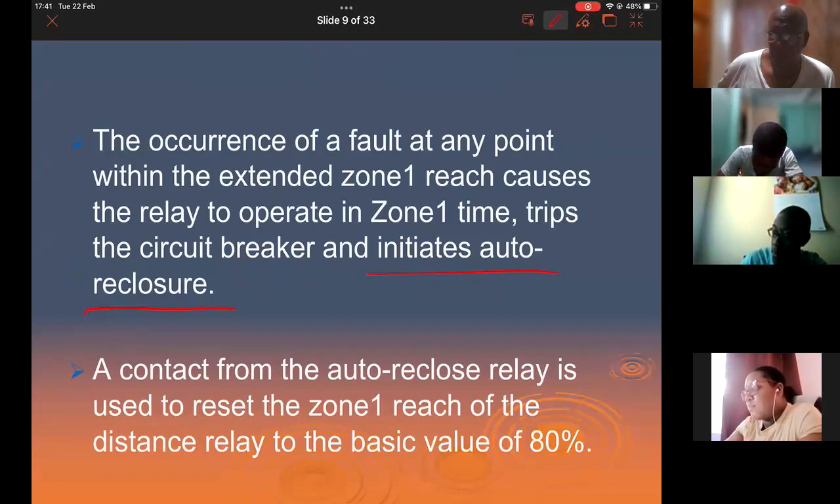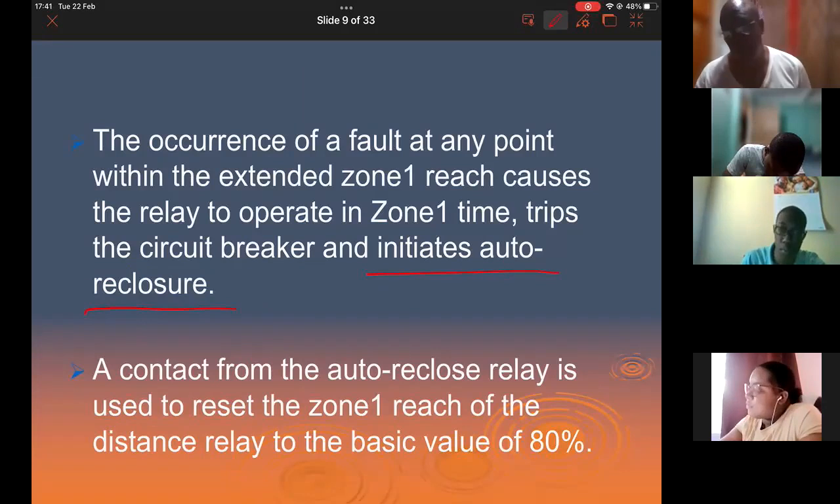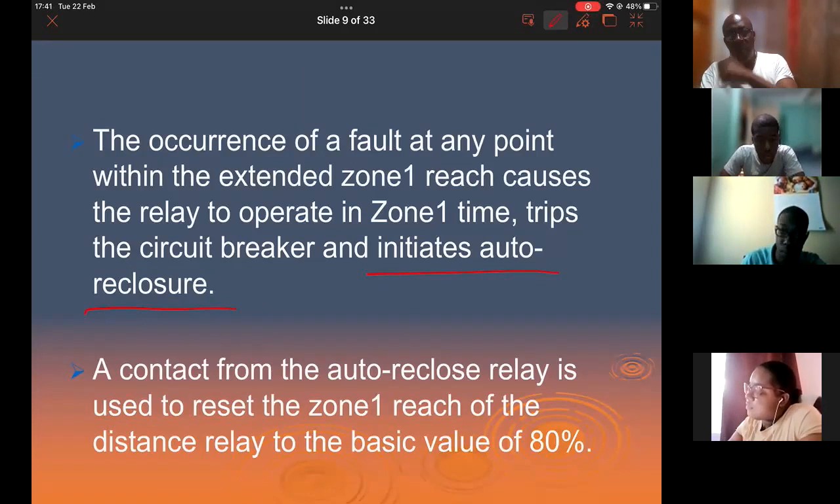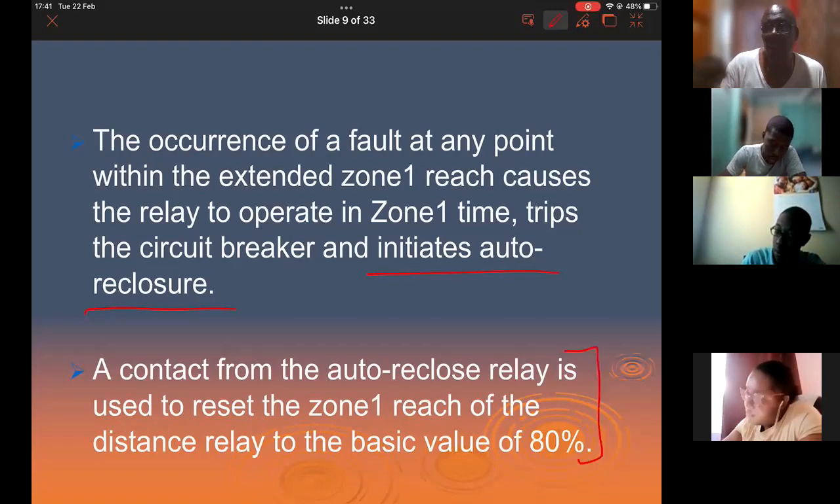However, once it operates, there's a contact from the autoclose relay which resets the Zone 1 back to 80%. Which is why I emphasized earlier that you are using this scheme not as a standard protection scheme, but based on the circumstances in which you find yourself, not having the communication channel up and running.